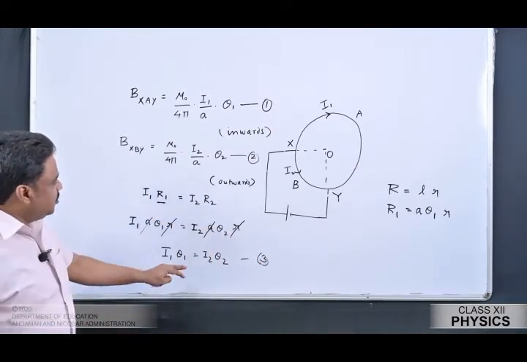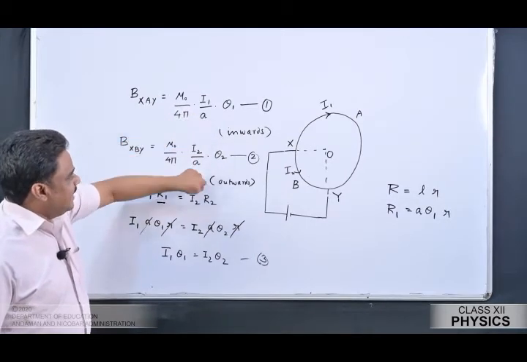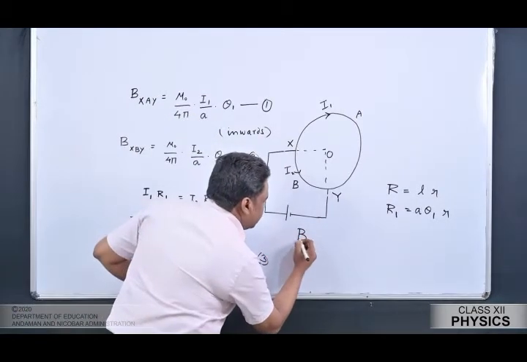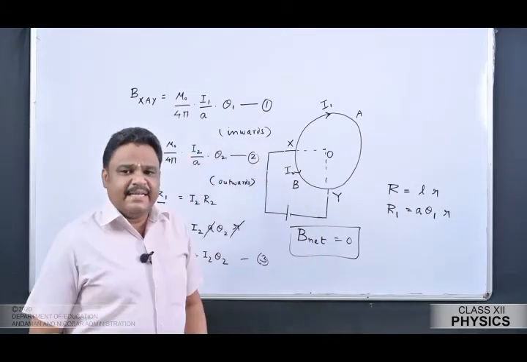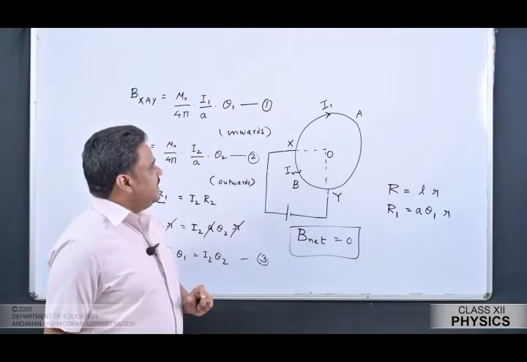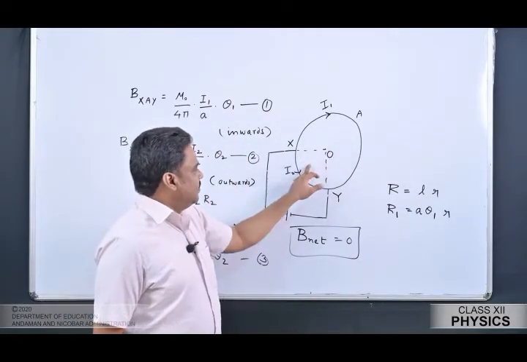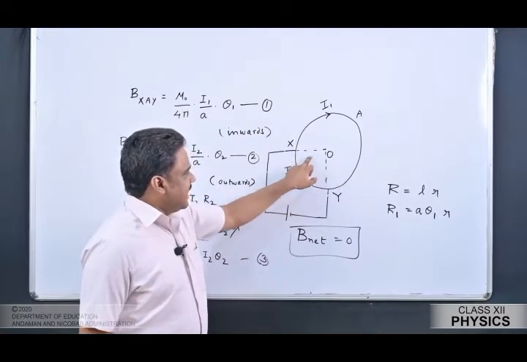So obviously if I use this 3 in 1 and 2, what happens? Since they are equal and opposite, the net magnetic field at the center will be 0. So once again I'm going to read out the question. As shown in figure, a cell is connected across points X and Y of a uniform circular conductor. Prove that the magnetic field at its center will be 0. How we started? We assumed there are two parts of the circular loop. The first part subtends an angle theta 1, the second part subtends an angle theta 2.